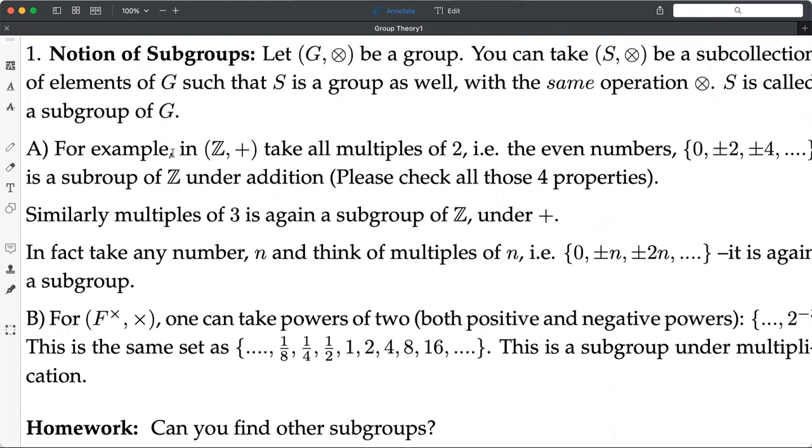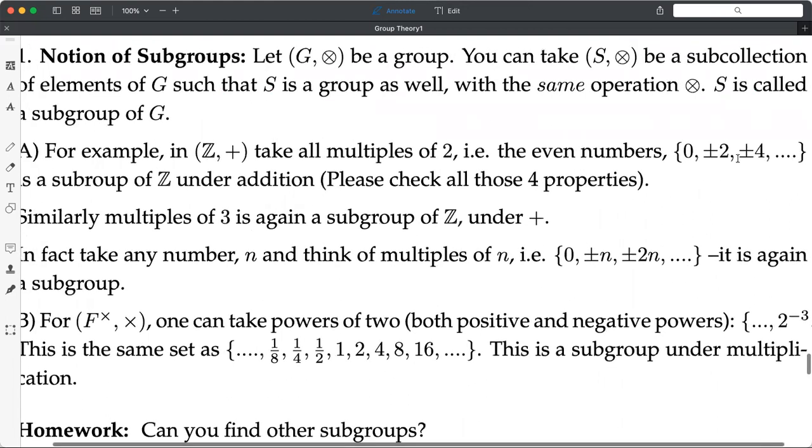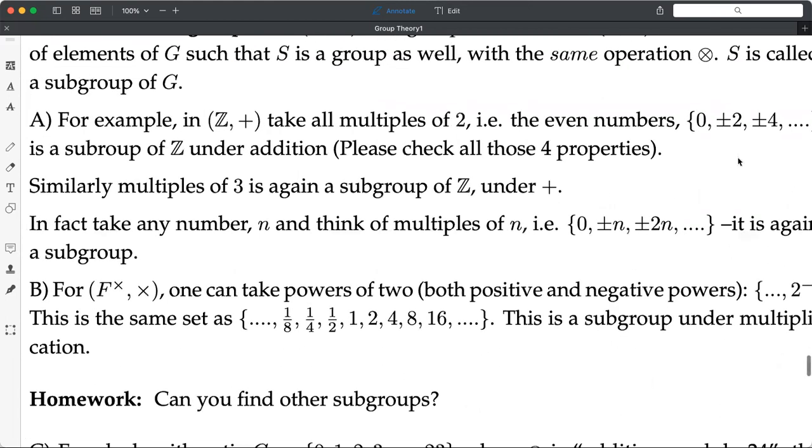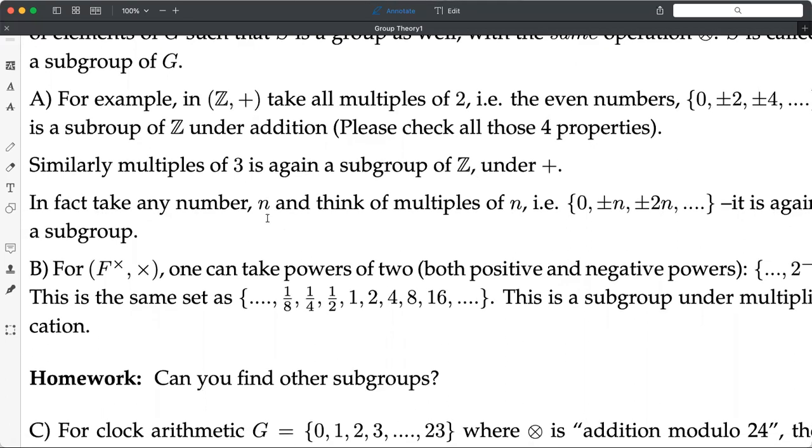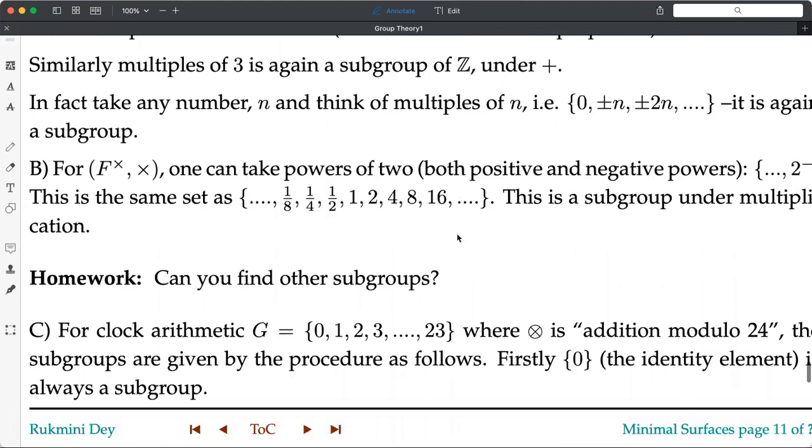For example, in Z with plus, take all multiples of 2, that is 0, plus minus 2, plus minus 4, and so on. Please check all the 4 properties. Similarly, again multiples of 3, and in general think of any integer n and multiples of n, that means 0, plus minus n, plus minus 2n, and so on. It is again a subgroup.